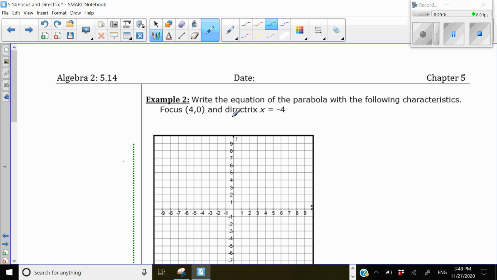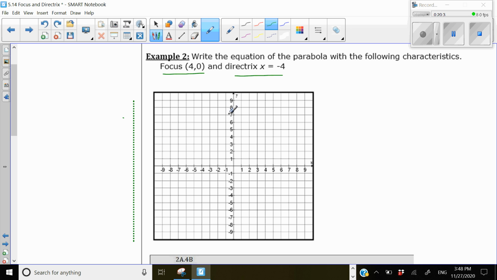In this example, we need to write the equation of the parabola with the following characteristics. Focus is at (4, 0), and directrix is x equal to -4. So let's find them here. (4, 0) is my focus, and directrix is a line, and the equation is x equal to -4. X equal to something is a vertical line, so I draw a vertical line here. That's my directrix. So I know for sure my parabola is going to face to the right side because the focus is always inside the parabola and the directrix is on the left side of that.